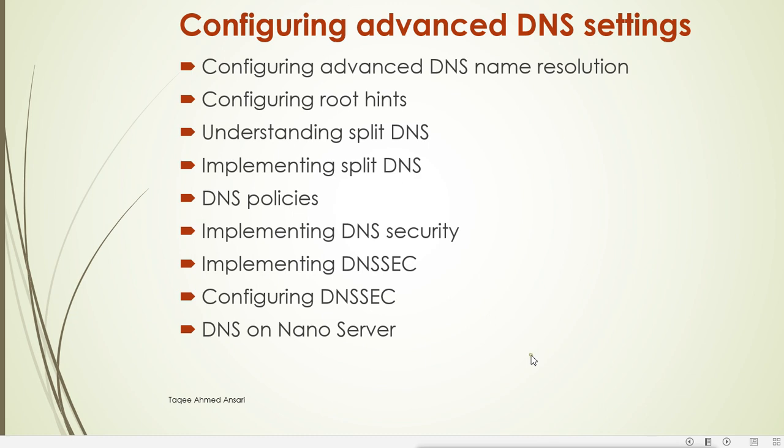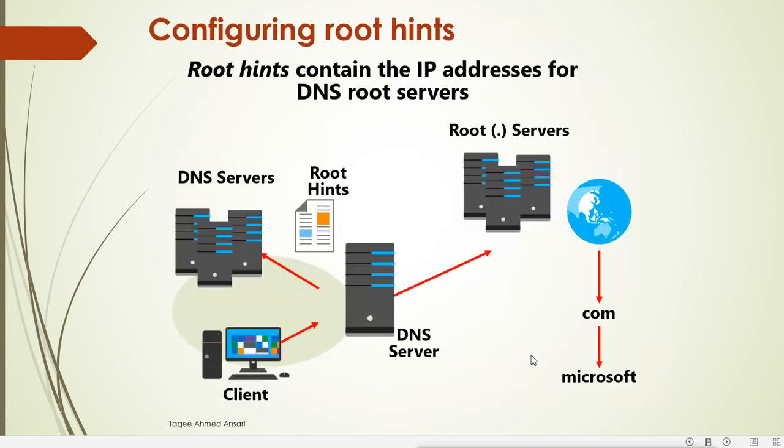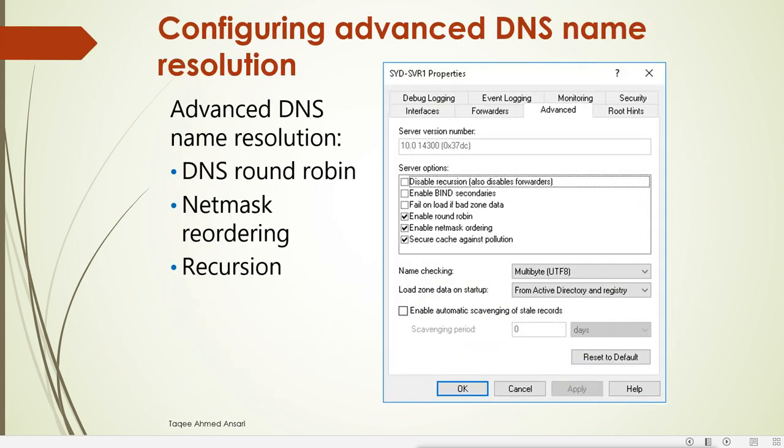Configuring advanced DNS settings. Now first, configuring the advanced DNS name resolution. In DNS advanced name resolution, we have these three options in advance. Now these options are by default enabled. So when we configure the DNS, these options are by default enabled.